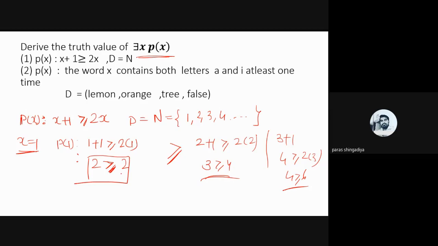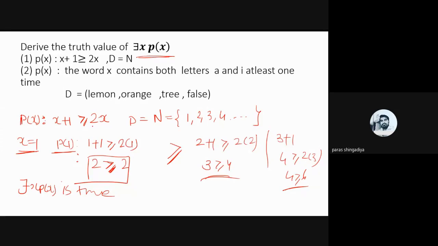There is no remaining value from the domain, meaning for 2, 3, 4, 5, 6, for all these values, it will become false. And for a single value, it will be true. So here there exists x P(x) will be true. Why is it true? Because for one value, x equal to 1 from D, it is true.